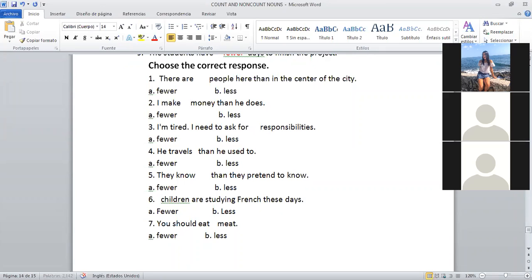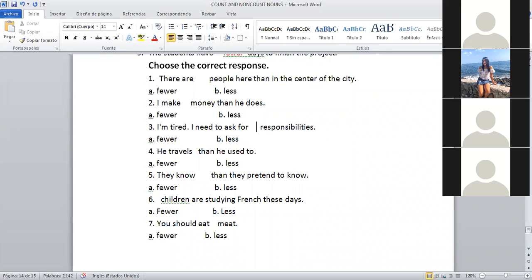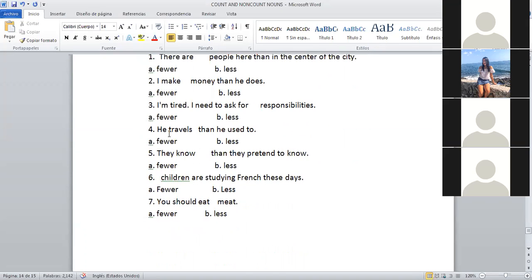I need to ask for less responsibilities. Now, can you count the responsibilities? Yes. I have this responsibility and this responsibility. Yes, I need to ask for fewer responsibilities. That is correct, very good. Number four, Xavier.